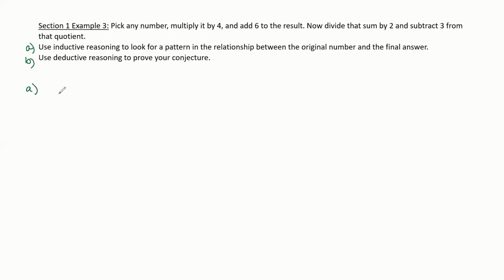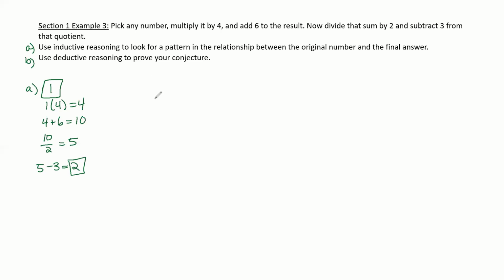So A, using inductive reasoning to look for a pattern, let's just start with a number 1. So we pick our number, multiply it by 4. 1 times 4 is 4. Add 6 to the result. 4 plus 6 is 10. Now divide that sum by 2. 10 divided by 2 gives us 5. And subtract 3 from that quotient. 5 minus 3 is 2. So we started with 1, and ended with 2.